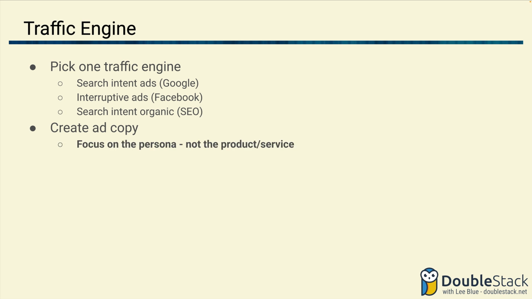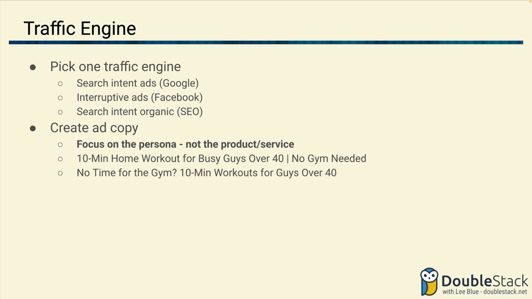In order to do that, we're going to be focusing on the persona, not the product or the service. An example of that would be, in terms of ad copy, what would I actually write in an ad, especially if it's just on Google, where we don't have a lot of space for copy. I might write something like this: a 10-minute home workout for busy guys over 40, no gym needed. Or I might write, no time for the gym, 10-minute workouts for guys over 40.